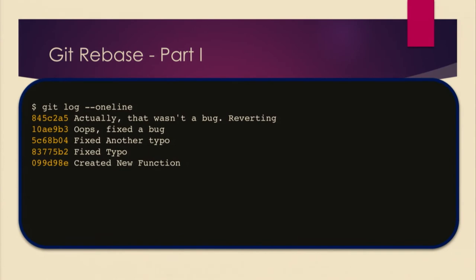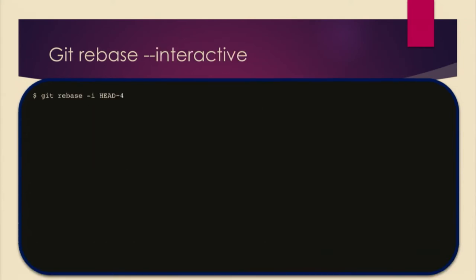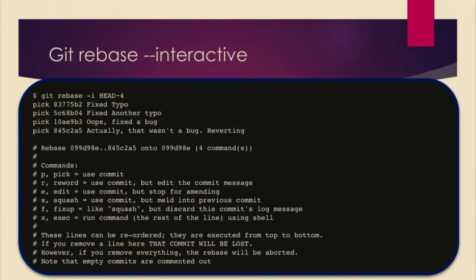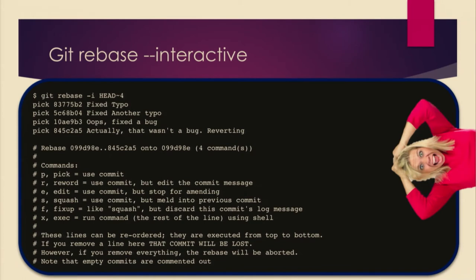All right, let's do a Git log one line. This is what history looks like right now from the command line, going from bottom to top. All right, let's type this command in. Git rebase dash I for interactive, which means that you get to tell Git what to do at each step. And let's roll back 4 steps from the head. What's this? No idea, right? If you actually take your time to read, you'll find that Git is very helpful. It really tries to guide you on what each of these things do.